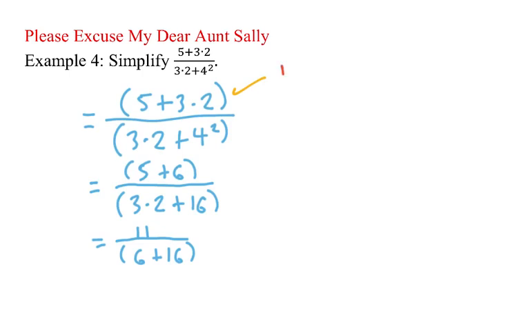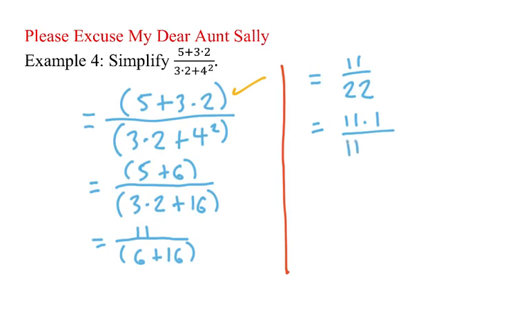I think I'll make another column and continue over here. The 11 in the numerator is just sitting around now. In the denominator, 6 plus 16 is 22. And the fraction bar represents a division. 11 divided by 22 is not a whole number, but if you think about simplifying fractions, you can notice that the 11 is 11 times 1, and the 22 is 11 times 2.